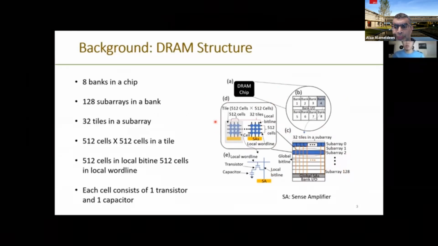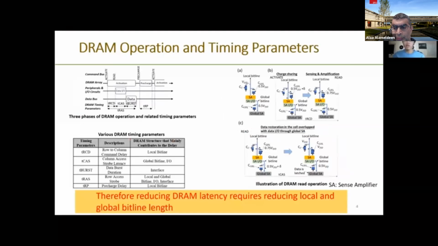Each tile has 512 word lines and 512 bit lines. The bit lines are connected to the local sense amplifier. The intersection of the local word lines and bit lines is a DRAM cell, which has a transistor and a cell capacitor that store logic bits 0 and 1. DRAM operation has multiple commands. Basic reading and writing involve charging and discharging of the local and global bit lines.